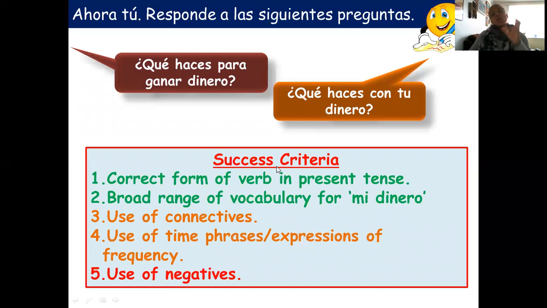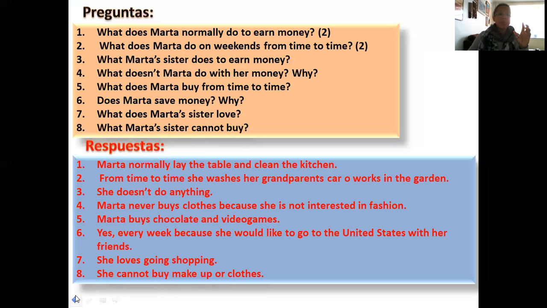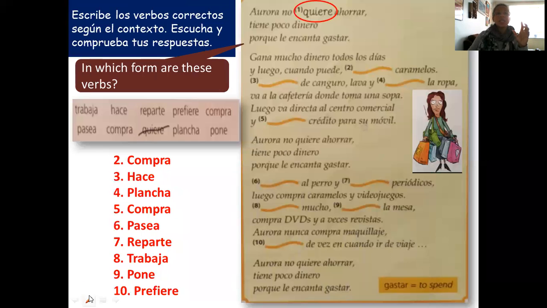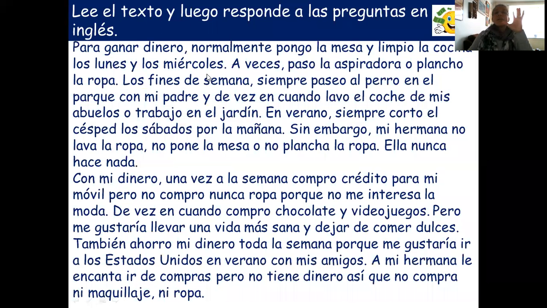Okay, so you can use the text that you just read, and let me go back to it. So hold on, let me go back to it. This text can be a model for your answer. I don't want you to copy the text, but I want you to have it in front of you just to guide you on what to do. This text is actually answering those 2 questions. ¿Qué haces para ganar dinero? ¿Y qué haces con tu dinero?